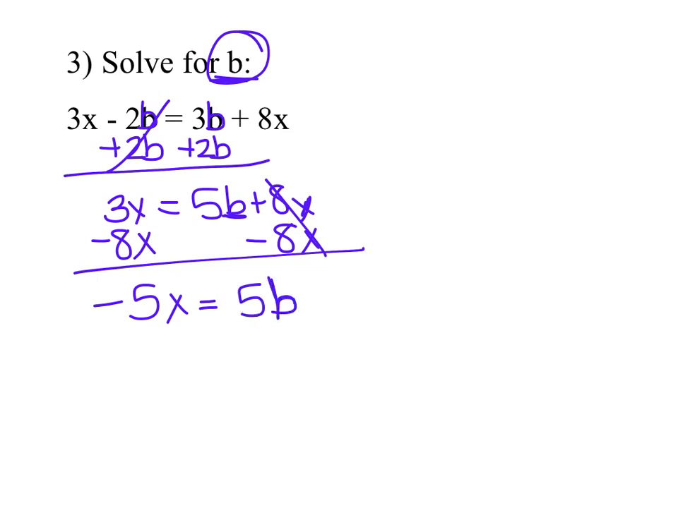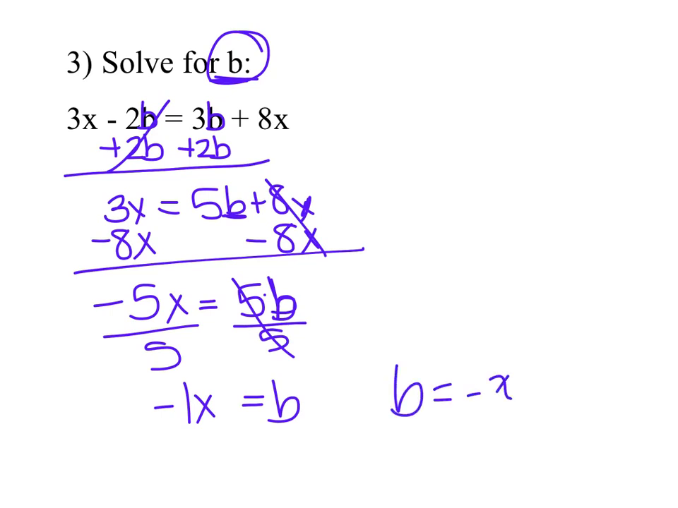So again, I'm solving for b, so it's 5 times b. I want to divide that by 5. So interestingly enough, I can divide here. Negative 5 divided by 5 is negative 1x, or b is negative x. That is a crazy problem. Woo!